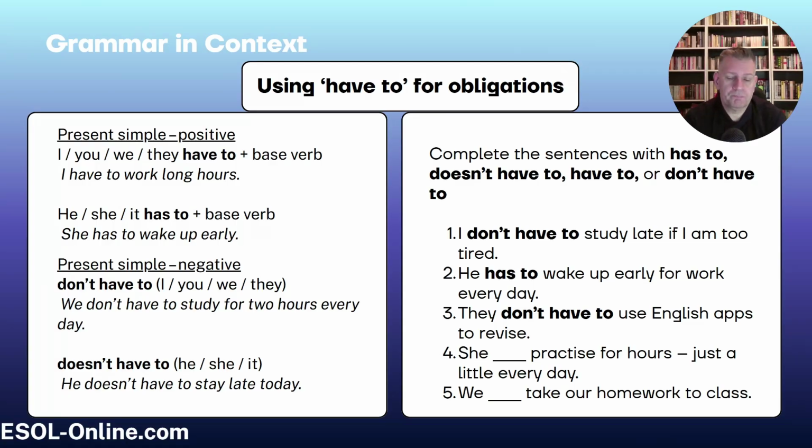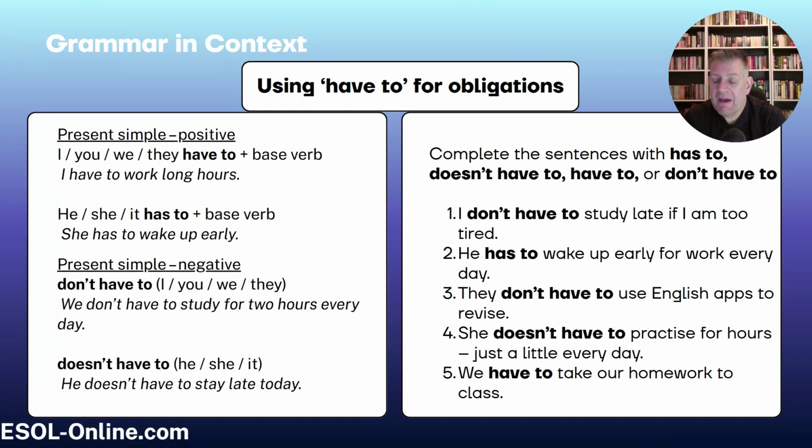Number 4, she something practice for hours, just a little every day. So it sounds like it's going to be in the negative. Yep, she doesn't have to practice for hours, just a little every day. And the last one, it's the last one that's left. We have to take our homework to class. Okay, so using have to for obligations.